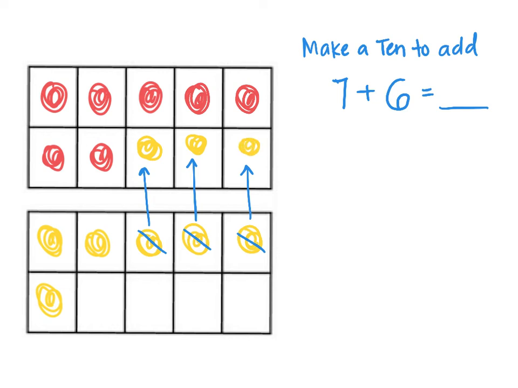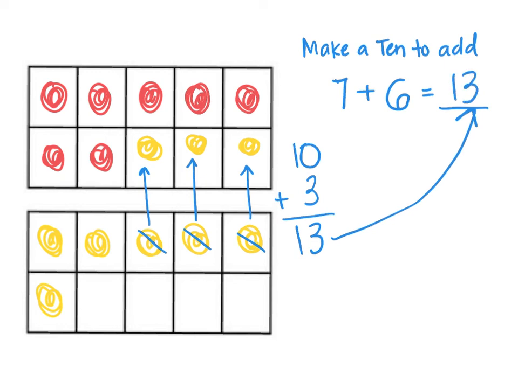So now we have 10 plus 3. There's 3 yellow down below. And what's the sum of that? 13. So that means 7 plus 6 equals 13.